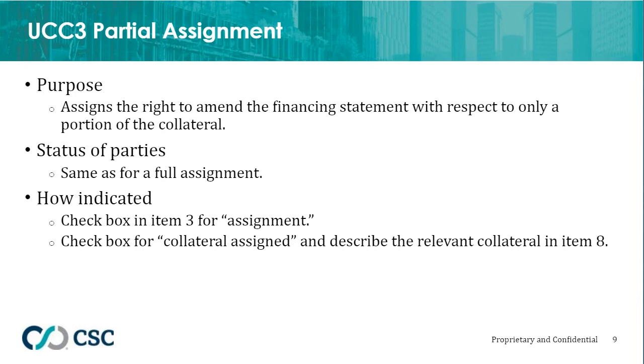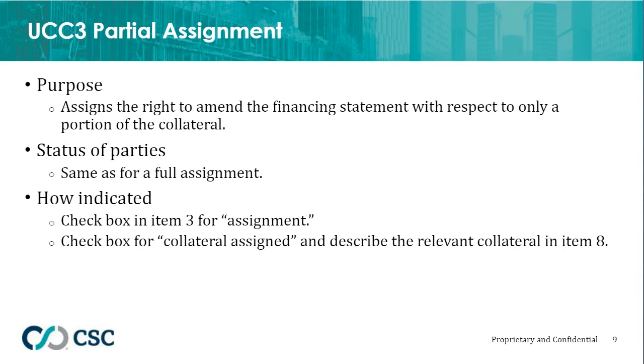So to indicate a partial assignment, very simple, you just check box 3 for an assignment, and then in the collateral field of the amendment form, box 8, there is a checkbox for collateral assigned. That is not a collateral amendment. It is actually part of the assignment, even though it's in the collateral box. Remember, the form is designed for multiple different types of actions, some of which are not compatible with each other. So a partial assignment is not compatible with a change to the collateral.